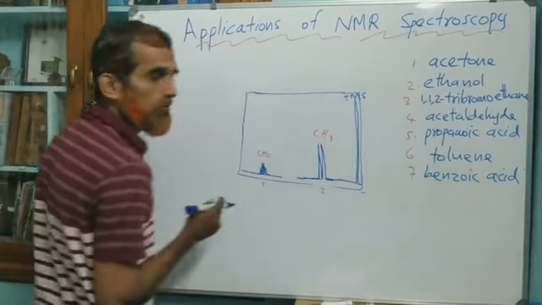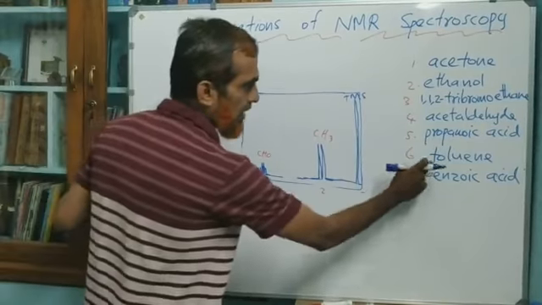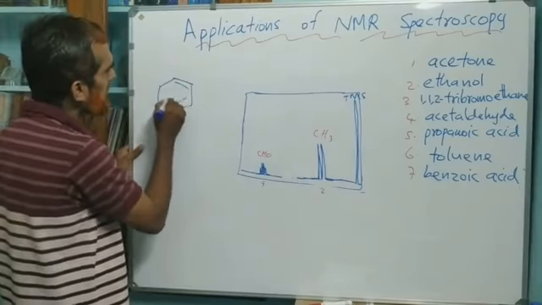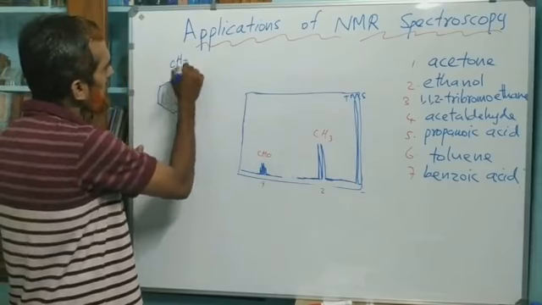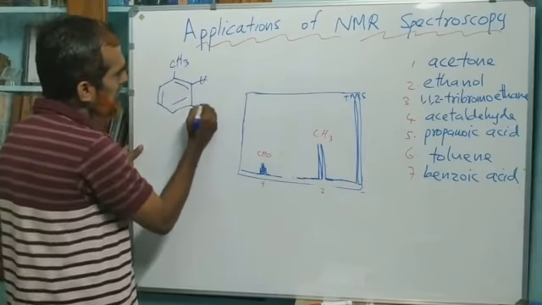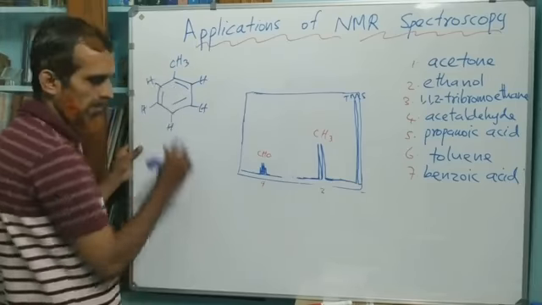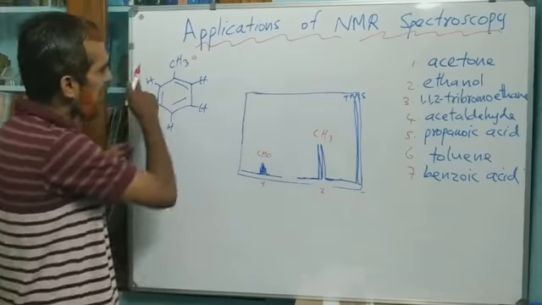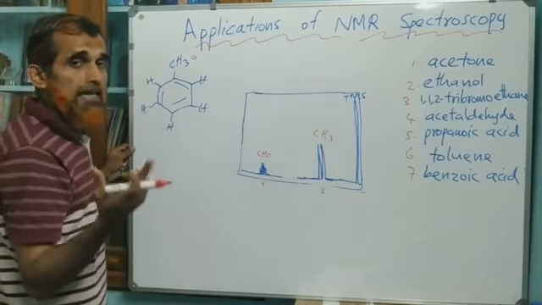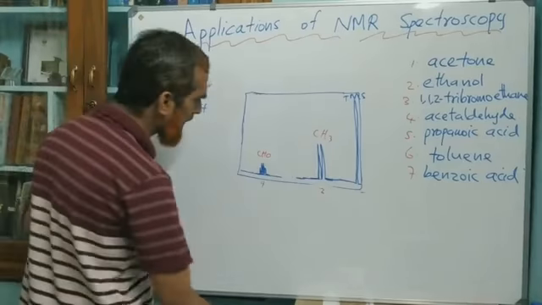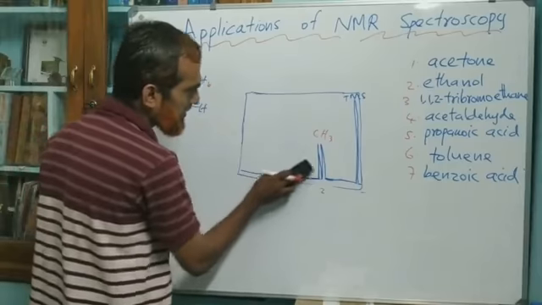Let me do this toluene. Toluene is an aromatic compound, right? CH3. There are aromatic protons. 5 aromatic protons are there. What about the NMR spectrum here? How many signals? Aromatic protons are deshielded due to anisotropic effect. This is B. All are B. So you will get 2 signals, right?